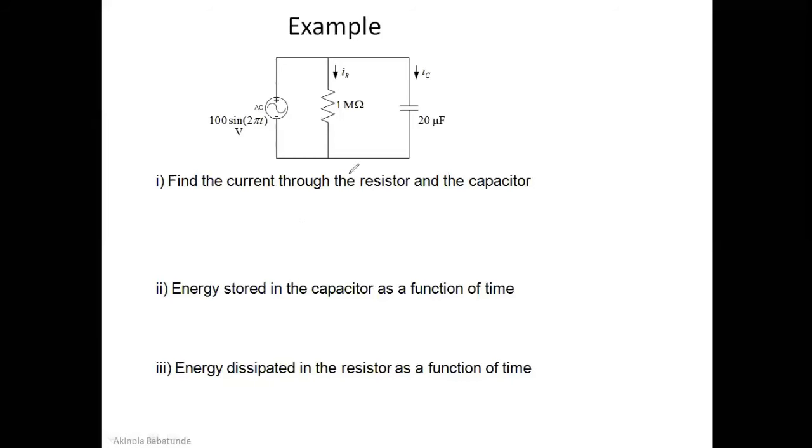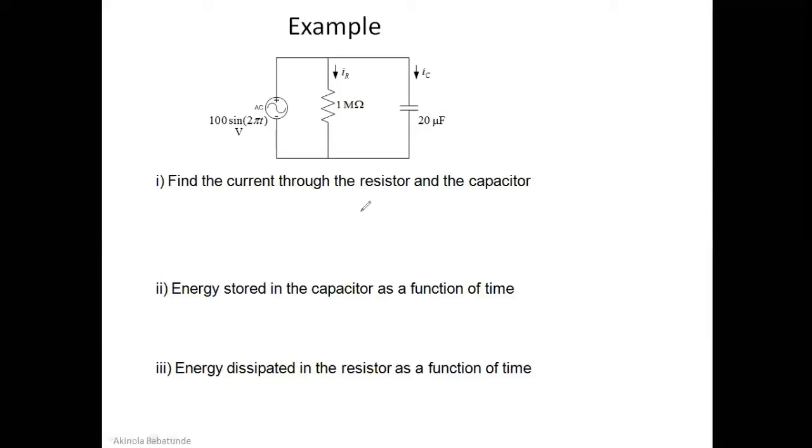You can see we have a circuit here. We have the AC voltage source. We have a resistor here, and then we have a capacitor here. So we have the current passing through this capacitor, and the current passing through the resistor here. The resistance of this resistor is one mega ohm, and the capacitance of this capacitor is 20 microfarad, as you can see here. And the voltage from the AC source here is 100 sine 2 pi t volts. All right. So the question says find the current through the resistor and the capacitor.